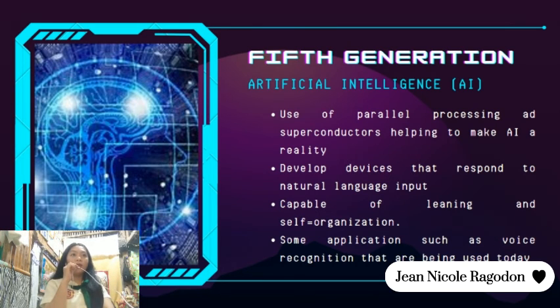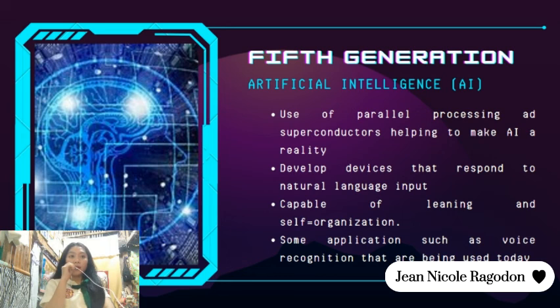So for today's, I want to discuss the fifth generation or artificial intelligence or AI. Use of parallel processing and superconductors helping to make AI or artificial intelligence a reality. Develop devices that respond to natural language input, capable of learning and self-organization. Some applications such as voice recognition that are being used today. So the fifth generation based on artificial intelligence or AI is still in development.